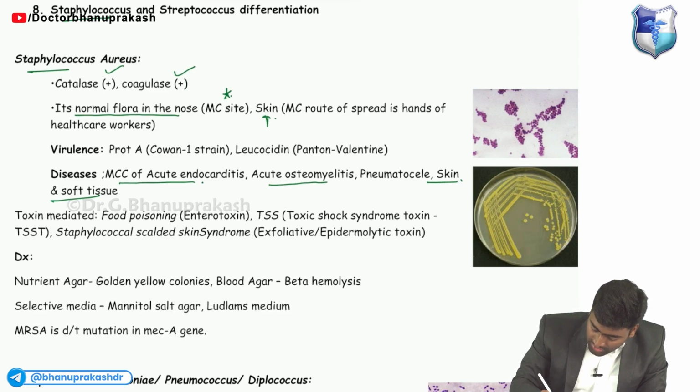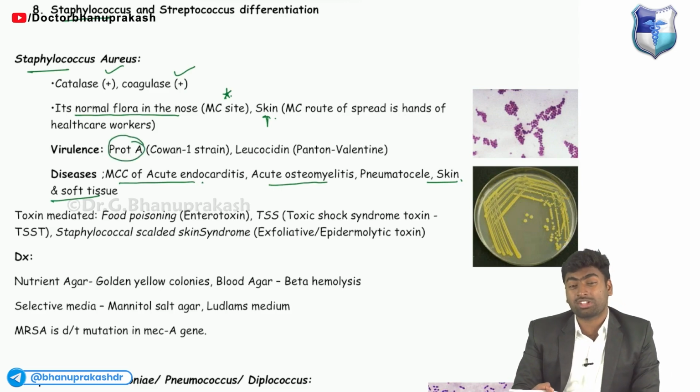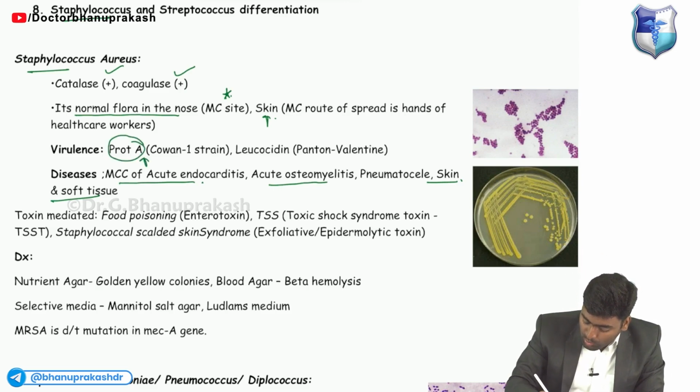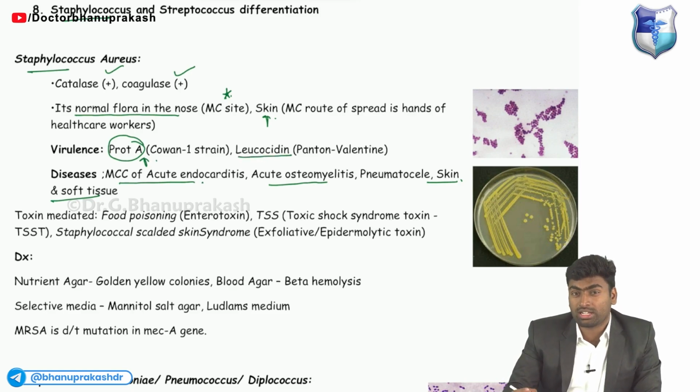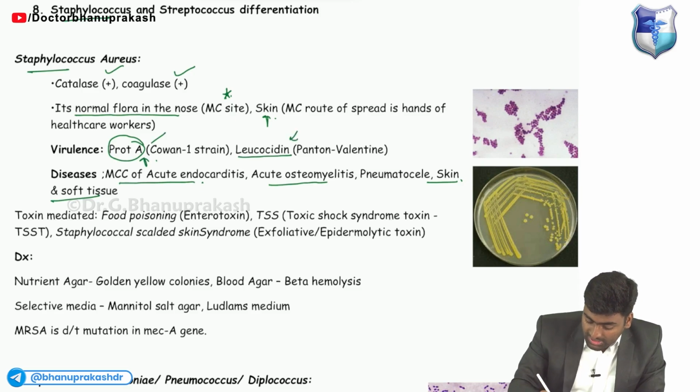And what are the virulence factors, like with which it will cause disease? It includes protein A and leukocidin. Protein A and leukocidin. Just remember these two virulence factors for sure.